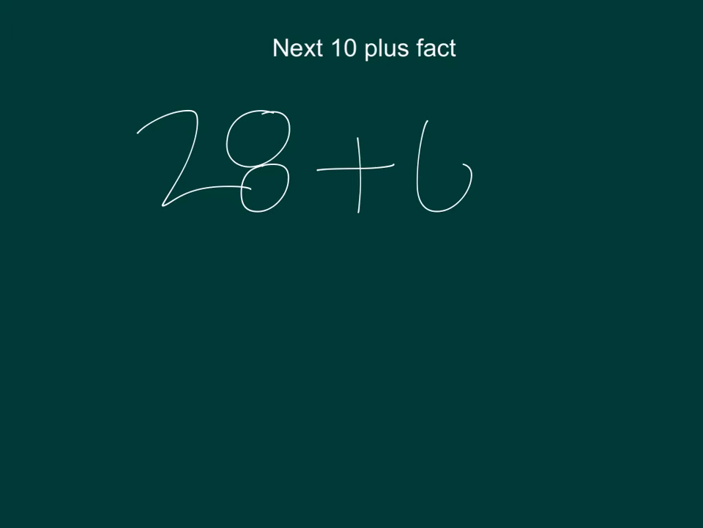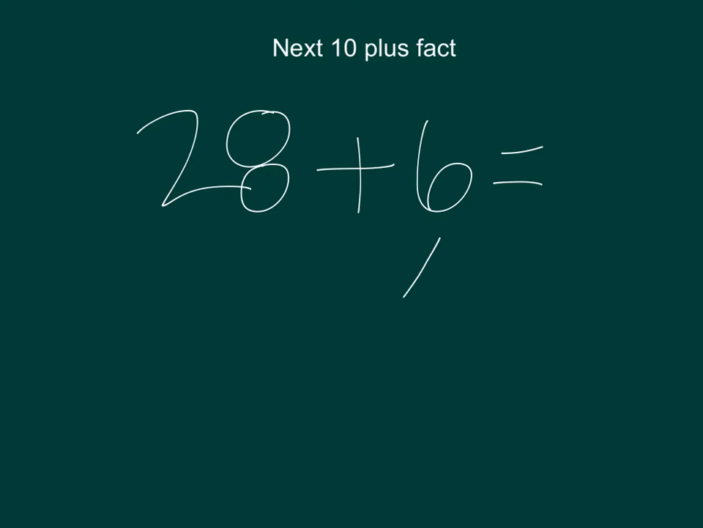plus 6 equals. This is just like if you were to say 8 plus 6, because you need to figure out how many more to make the next 10. If you look at just the 8, you can quickly see that 2 more will make the next 10. However, you have to make sure that you're looking at the whole number, 28. So 2 more is not going to make 10. 2 more would make the next 10, which would be 30.